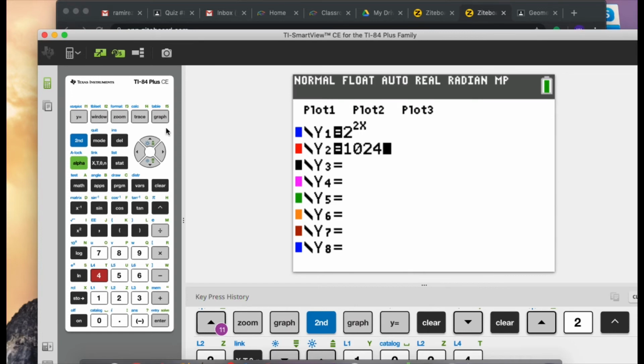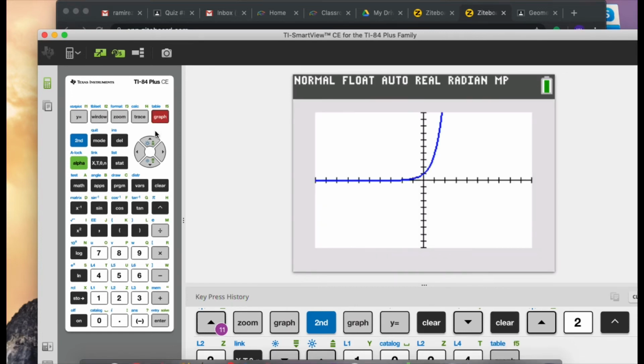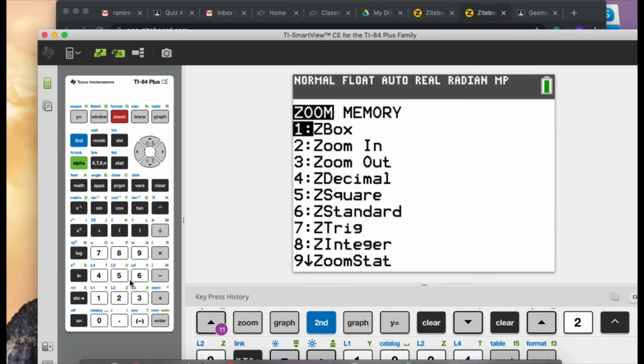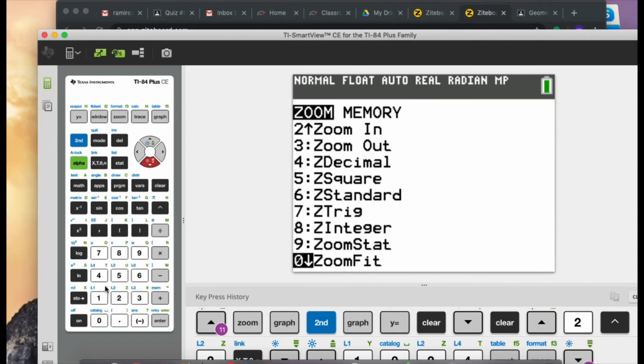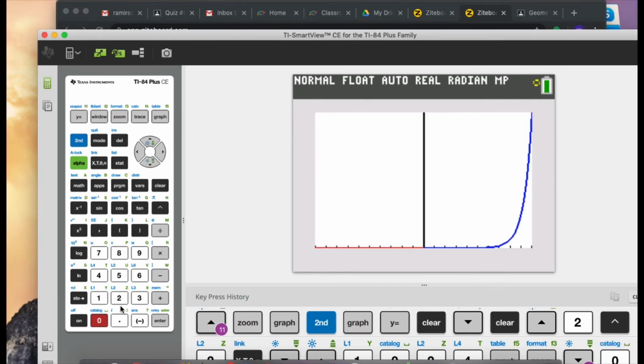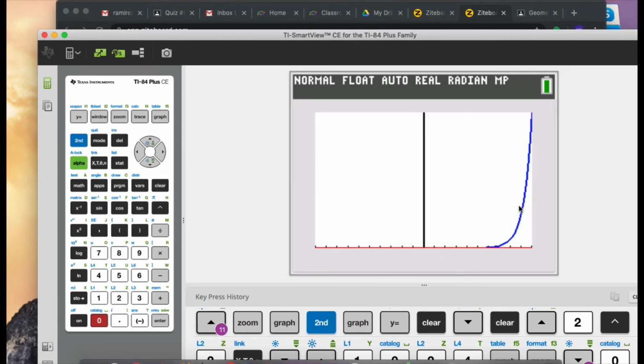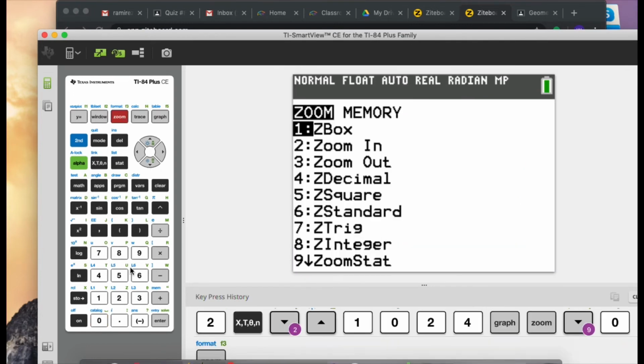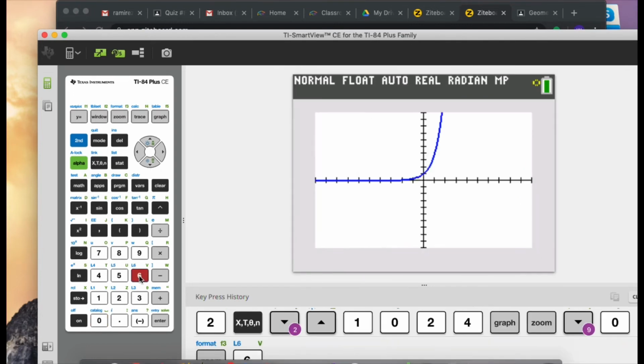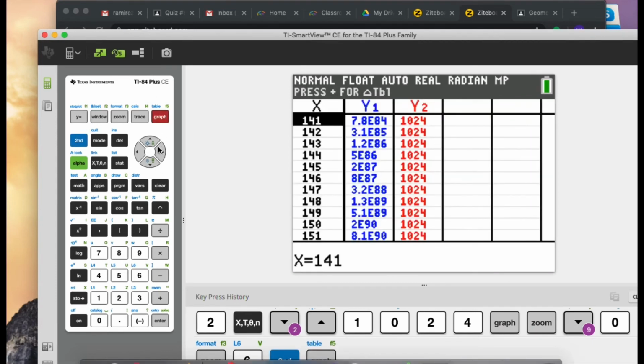It's going to be a horizontal line. So I graph it. I don't see 1024 because that's way up here. So I'm going to do zoom 0, zoom fit. And notice that my blue line is here. My red line's right down there. So that's where both graphs are. Let's go back to our normal function. Set second graph. Now I get my XY table.